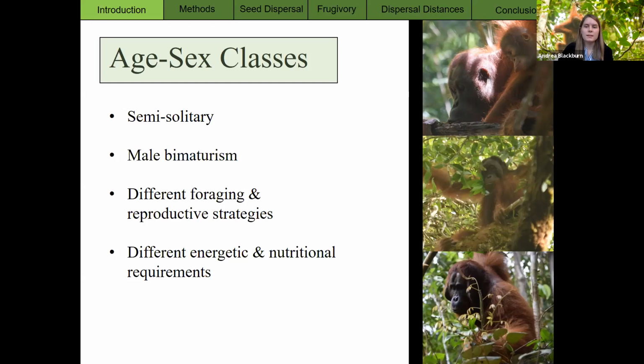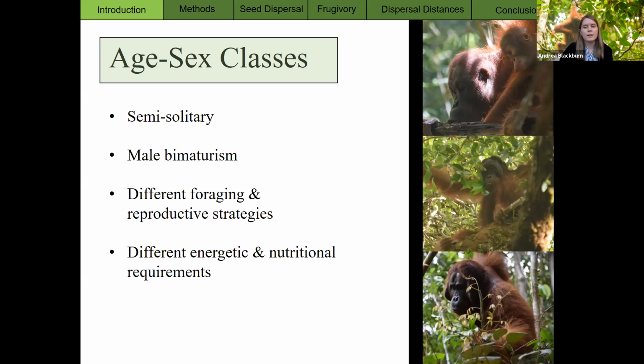Orangutan age sex classes exhibit different foraging and reproductive strategies, evidenced by differences in feeding behavior and activity budgets. So for example, flanged males have been shown to have longer feeding bouts, consume more vegetative material, and consume harder fruits, including more seeds and unripe fruits than females. Flanged males are also approximately twice the size of adult females, suggesting flanged males endure greater energetic costs than females.